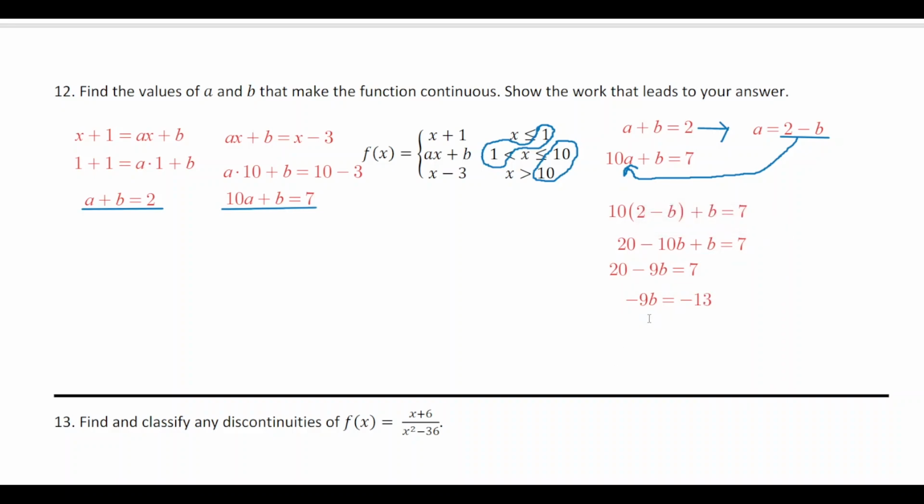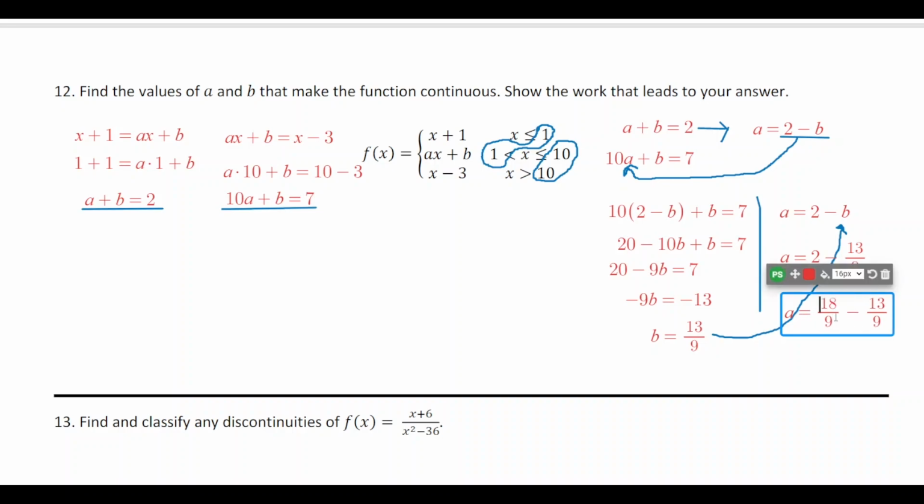So b is going to be 13 over 9. So there's b, and if we want to get a, we already established that a is 2 minus b. I'm going to take this b value and substitute it right here. And so I get a is 2 minus 13/9. Now, if we're going to subtract these, I'm going to try to not use a calculator here. 2 would be 18/9. And 18 minus 13 is going to be 5. So we get 5/9.